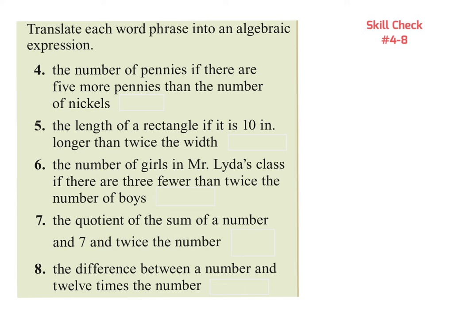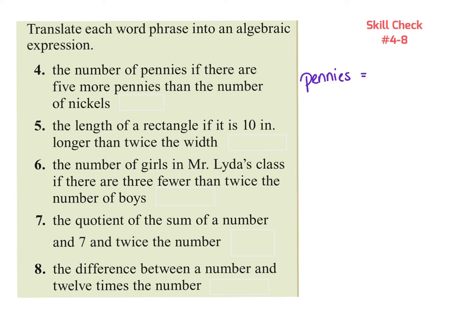So if you have pennies and nickels, you can say P and N, but then you may have to replace one with whatever it's related to. 5 more than that. Well, that's going to tell you a relationship. So the first one wants the number of pennies if there are 5 more pennies than the number of nickels. So ultimately, we want to set something up that tells us how many pennies we have, all right? You really just needed the right side of this, though. So if I had, let's say, 7 nickels, how many pennies do I have?